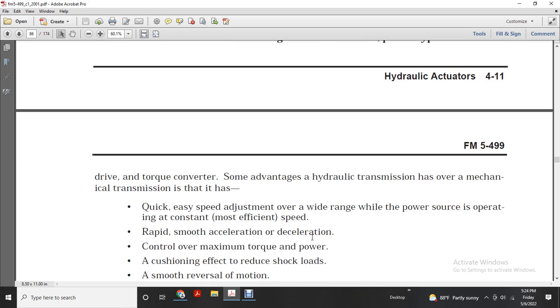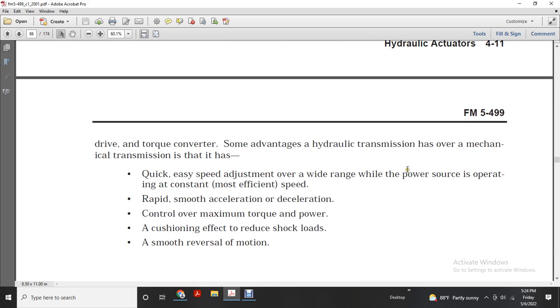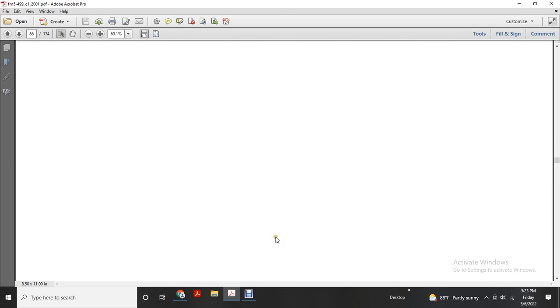Some advantages hydraulic transmission has over mechanical transmission are quick, easy speed adjustment, a wide range power source operating at constant, most efficient speed, rapid, smooth acceleration and deceleration, control over maximum torque and power, cushion effect with reduced shock load, and smooth reversal of motion.